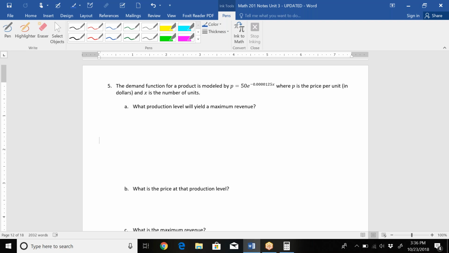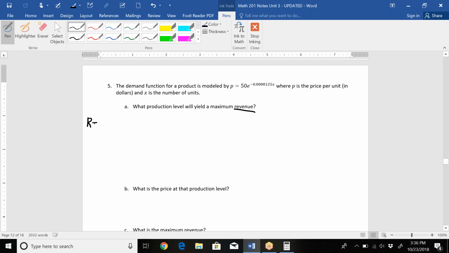So this one is a demand function where the price is not based off of a linear equation or a quadratic even, it's based off of an exponential. And it says where P is the price in dollars and X is the number of units. So this is tying back to what we did in the last units. It says, what production level will yield a maximum revenue? Remember, we have to find the revenue equation first before we can do that.